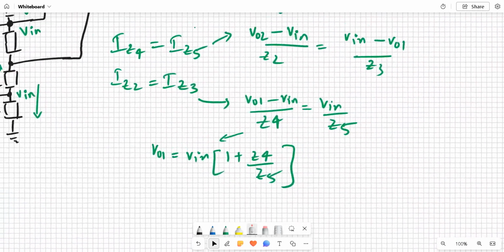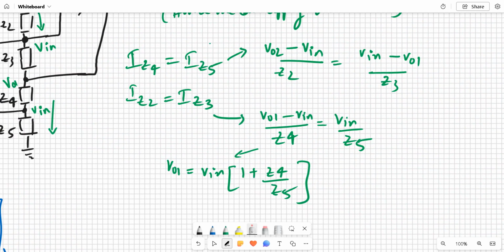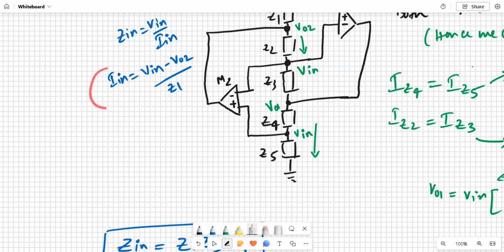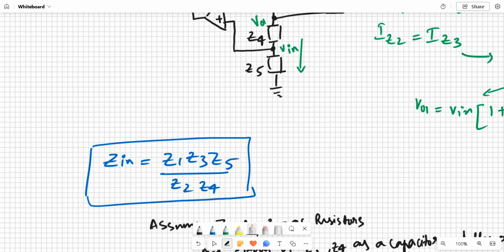Now let's not get deep into solving the equations. It is very simple. By solving this, you get V01 as Vn times (1 minus Z4 upon Z5), and by substituting it in all of that and performing the subsequent analysis, you will get V02 in terms of Vn. Therefore, finding Zn as Vn upon In, you will finally get Zn, the input impedance seen by this voltage source.